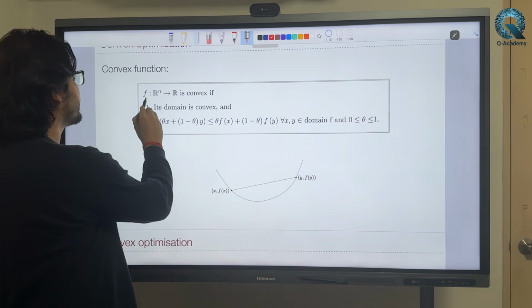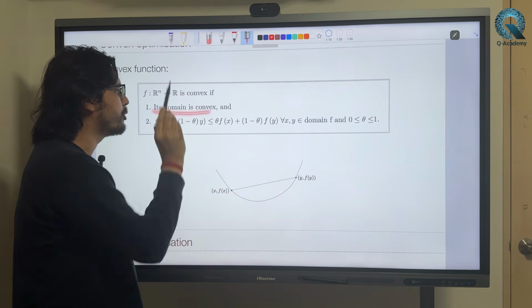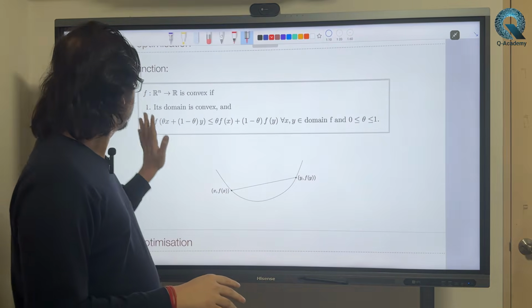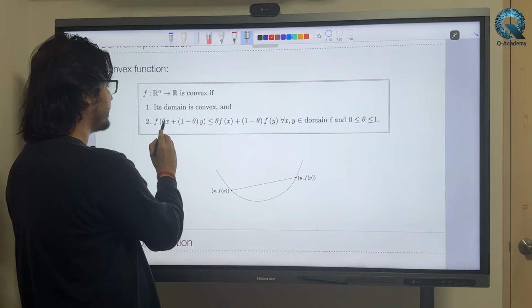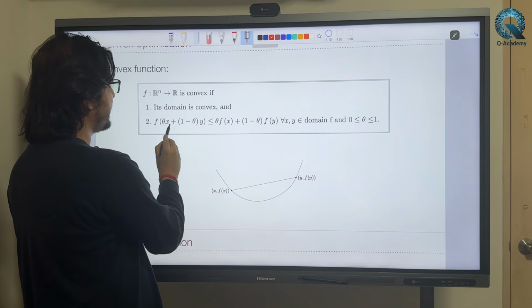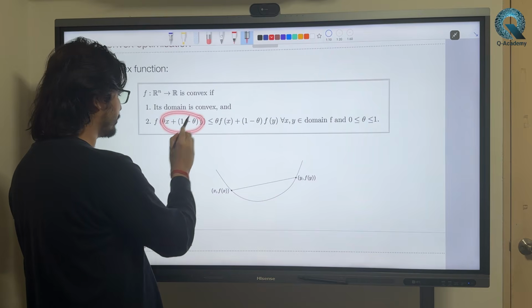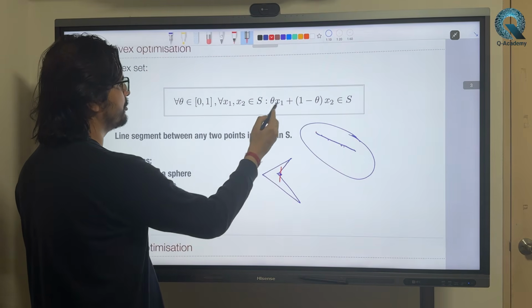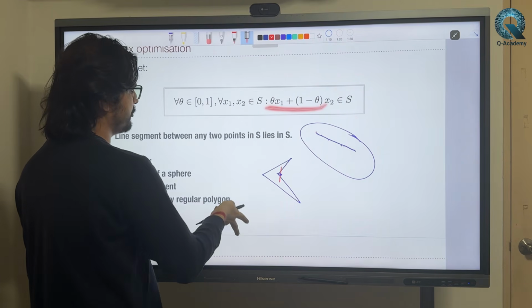So let's say you have a function from Rn to R. It's called convex if its domain is convex. So domain is some set and the set has to be convex. That is the first criteria. And the second criteria is that you take any 2 points in the domain and take their convex combination. This kind of combination which we earlier talked about is called convex combination. So this is also called convex combination of x1 and x2.